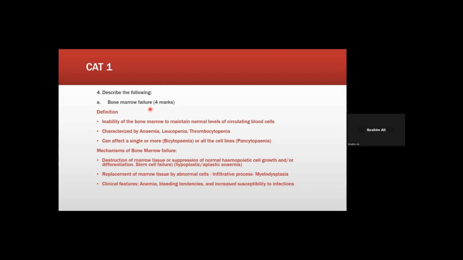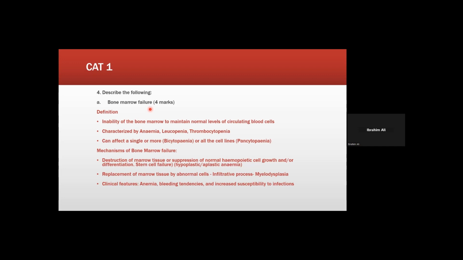Pan means all. For example, if all 3 layers of your heart are inflamed, it's pancarditis, you see? Pan means all through. This can affect one lineage, like only RBCs or platelets, or all of them. So the mechanism by which bone marrow failure comes about is through destruction.